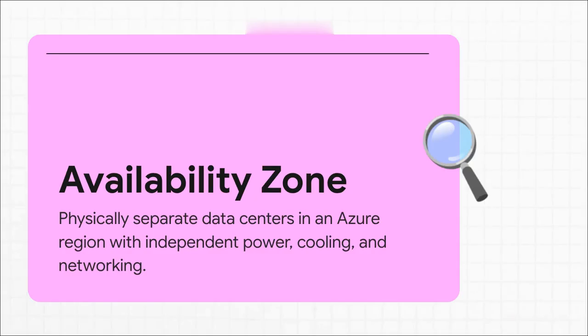First up, availability zones. The easiest way to think of these is like separate, self-sufficient islands inside one big Azure region. Each one is its own data center with its own power, its own cooling, its own network, the whole deal. The whole point here is isolation. A fire or a power grid failure in one zone isn't supposed to affect the others. It's designed to contain the blast radius.